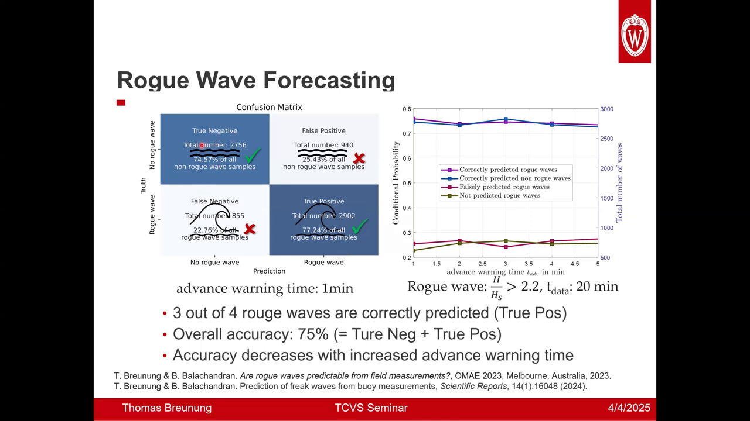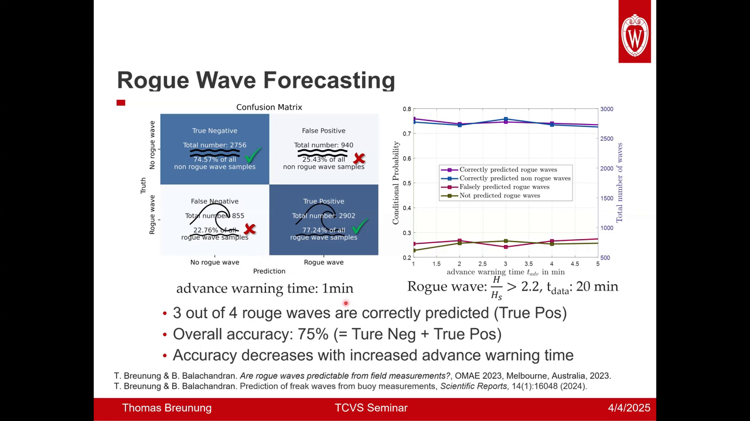Similarly here, this one is where there was no rogue wave coming up, and the prediction also says, hey, no rogue wave is coming up, which is again about 75%. So the overall accuracy is about 75%, and only in 25% of cases do the truth and the prediction of the neural network not agree.